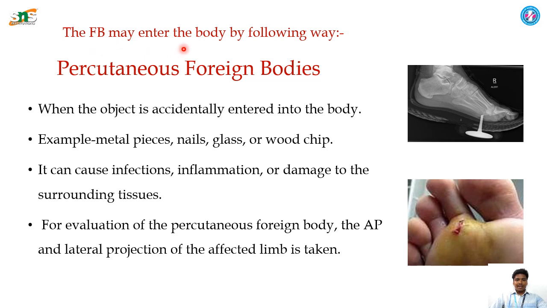The foreign body may enter the body in the following five ways. First one is percutaneous foreign bodies, where the object is accidentally entered into the body, like metal pieces, nails, glass, or wood chips. It causes infections, inflammations, or damage to the surrounding tissues. For evaluation of the percutaneous foreign body, the AP view or lateral projection of the affected limb is taken.